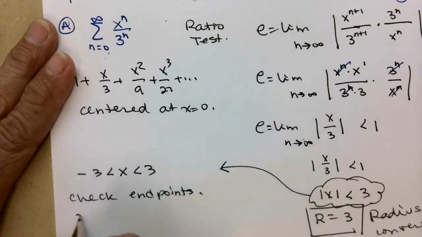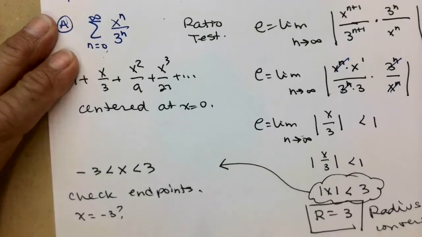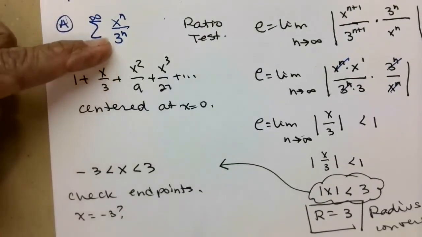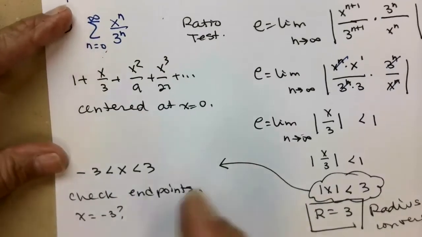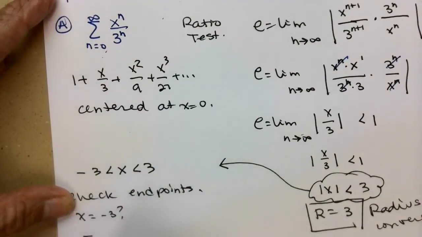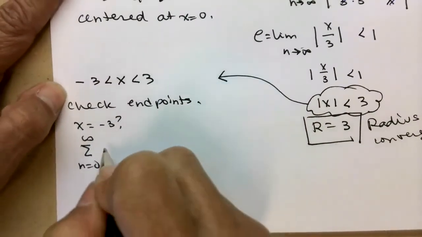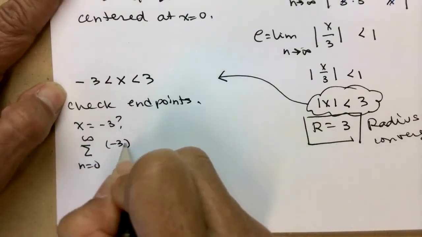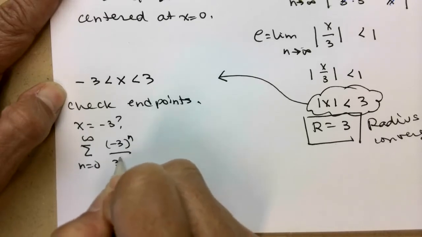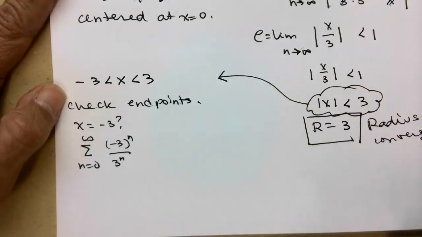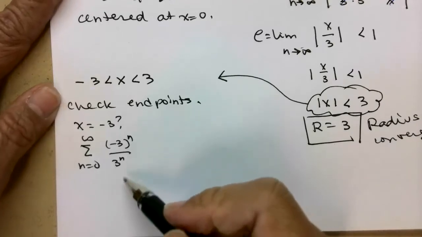So does our series converge if x equals negative 3? Okay. So here's my series. So I'm just going to replace the x with a negative 3. Well, let's see. So now does the series, n equals 0 to infinity, x is going to get replaced with a negative 3 to the n over 3 to the n. Okay. Well, they're both raised to the nth power, right?